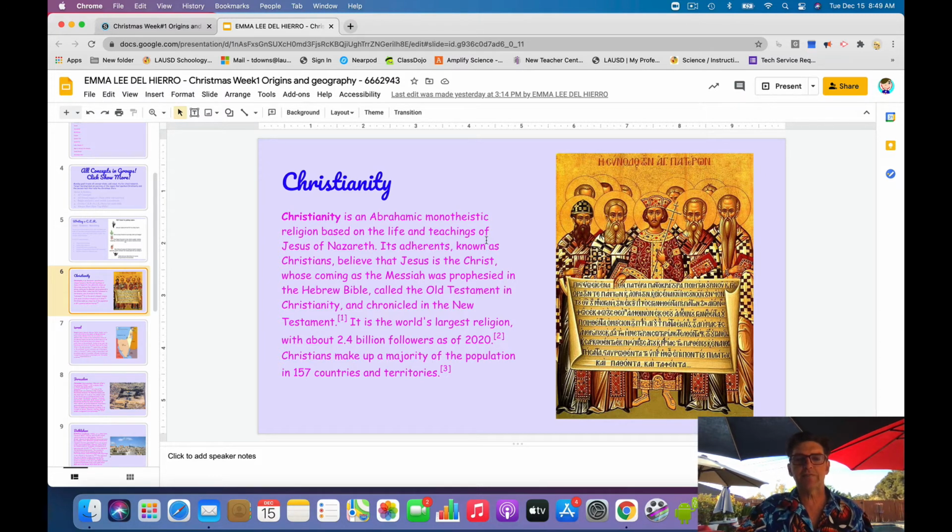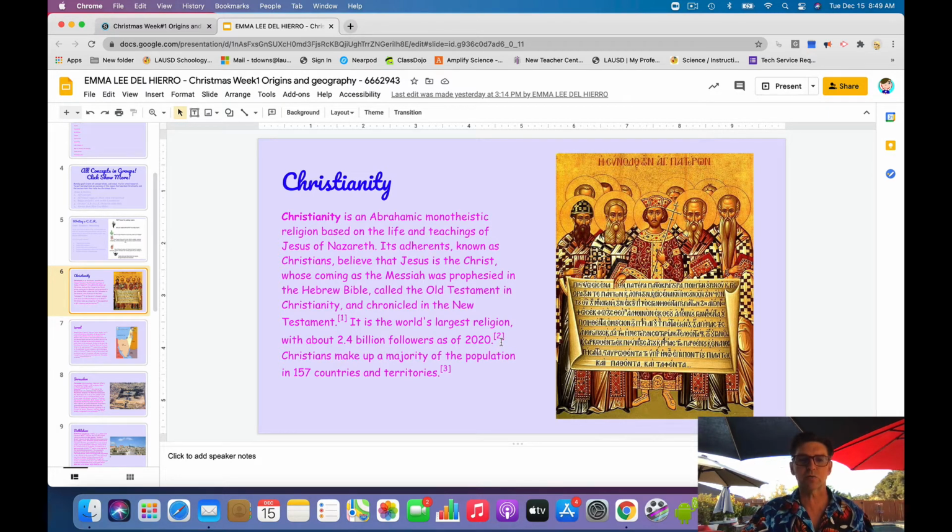Religion based on the life and teachings of Jesus of Nazareth. Its adherents, known as Christians, believe that Jesus is the Christ, whose coming as the Messiah was prophesied in the Hebrew Bible, otherwise known as the Torah, and in the Christian world, they call that the Old Testament, and chronicled in the New Testament. It is the world's largest religion with about 2.4 billion followers as of 2020.